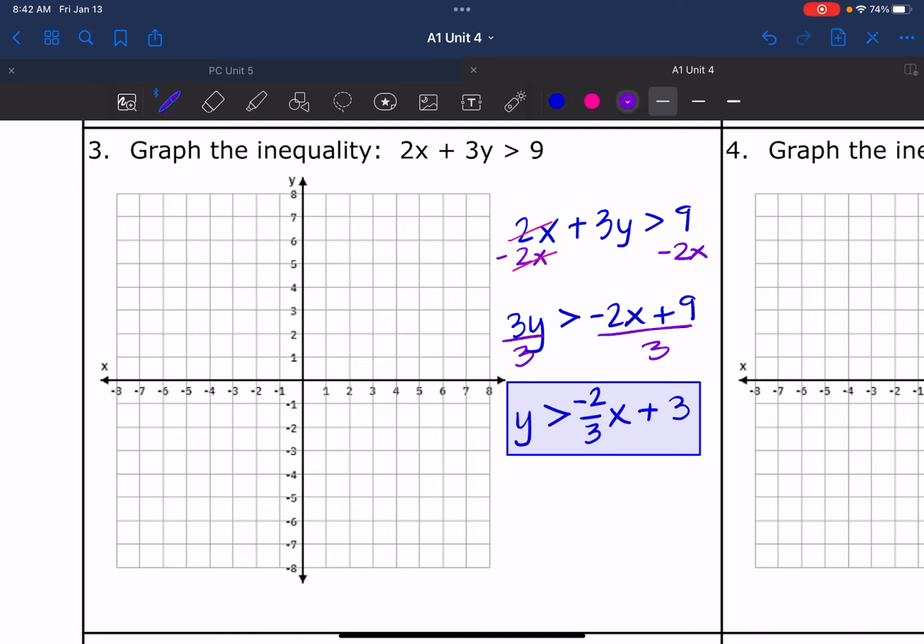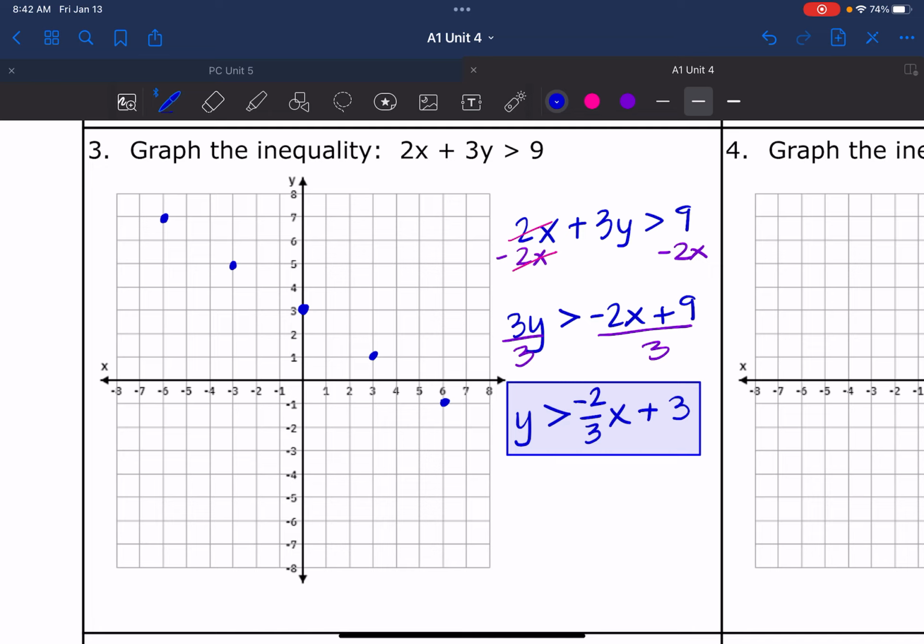So let's start with our y-intercept, which is going to be at 3. So right there. And then our slope is this right here, negative 2 over 3. Since it's negative, you're going to go down 2, to the right 3. Down 2, to the right 3. And then just keep up that pattern going the opposite direction. There's my points.